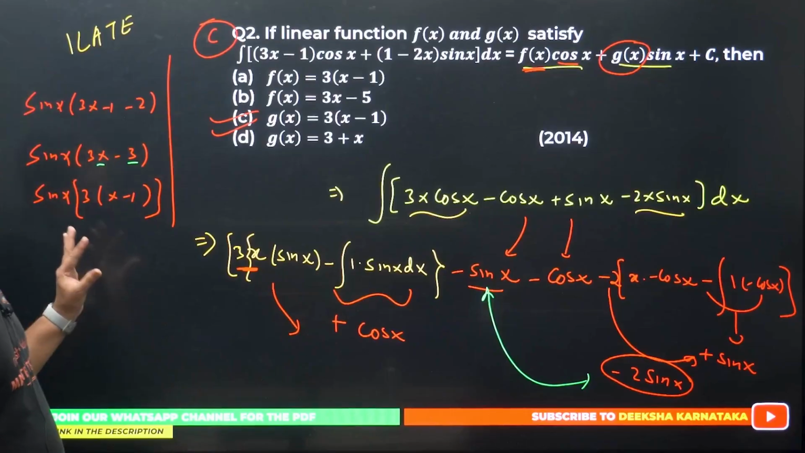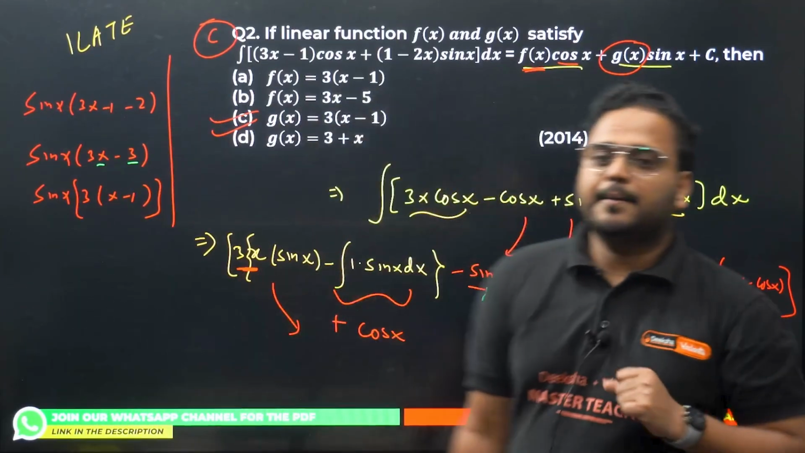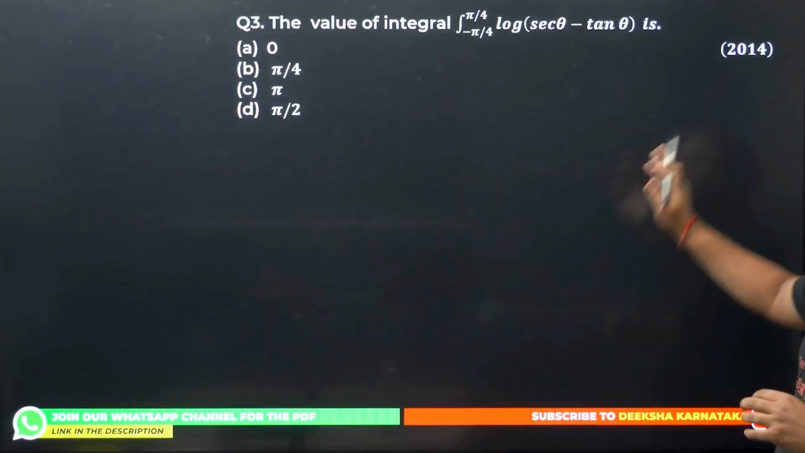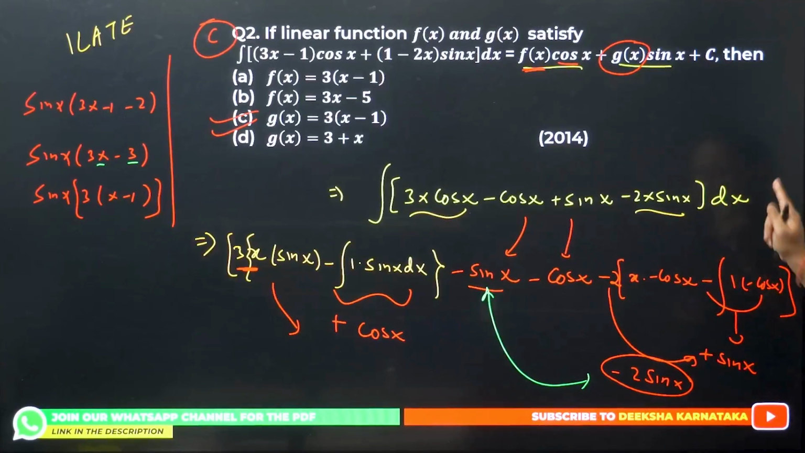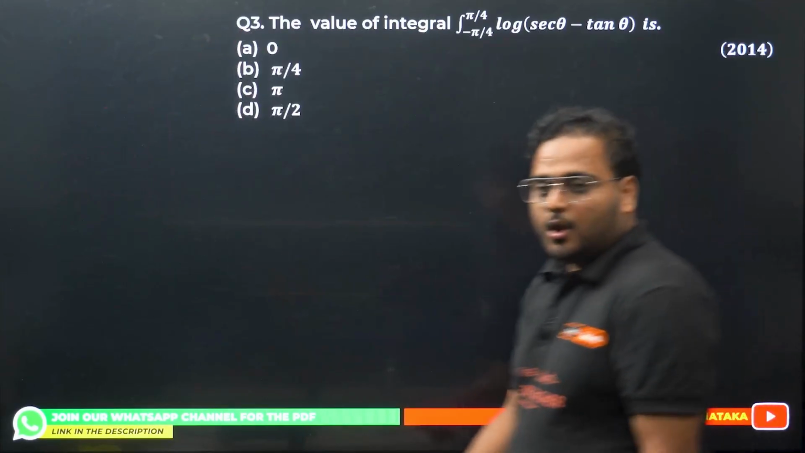Have a look. I hope this is clear. All clear, right? This is calculative, not difficult. This problem was calculative little bit. Done. Question number 3 now.